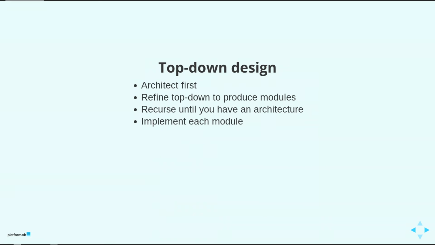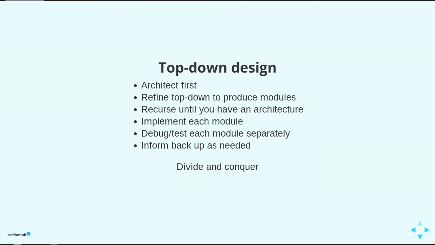Then you implement each module individually, test them separately, because that's going to catch more bugs that way. And this process should inform back up the architecture, up to and including, oh, well, I have to throw it away now because I totally got it wrong. This is divide and conquer, which is, if you learn nothing else about software architecture, the key to building anything in software.